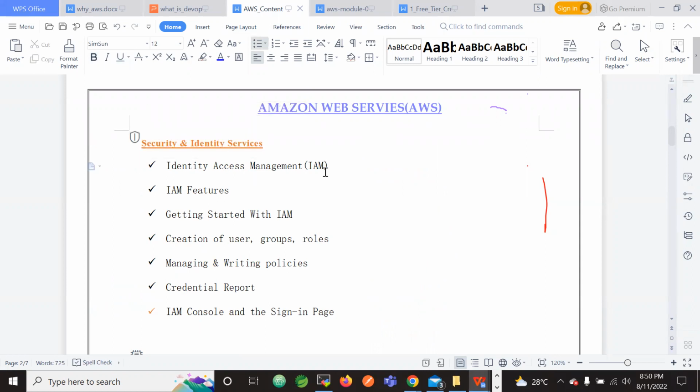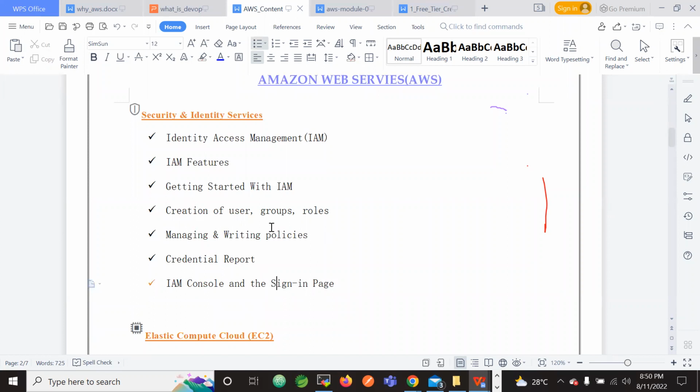So we need to understand the security. What is identity? What is access management? What is an identity provider? There are two things again, identity and access management and identity providers. What is IAM? Difference between IDP and IAM. IAM features. Getting started with IAM. Roles, groups, users, policies, and all these things we will learn as part of this IAM.